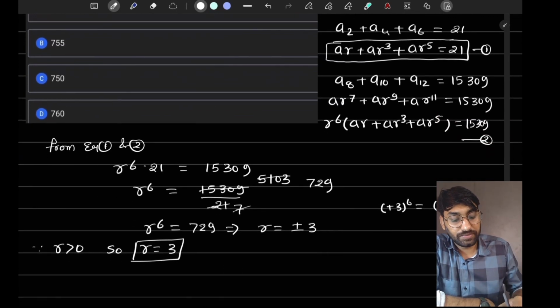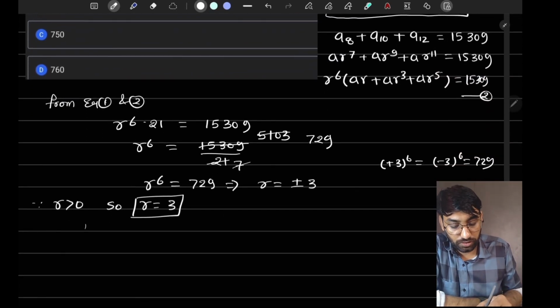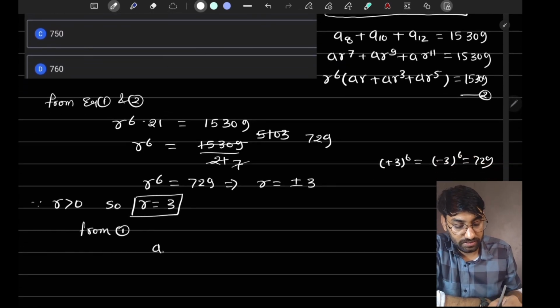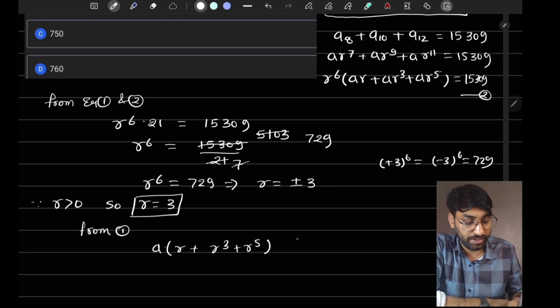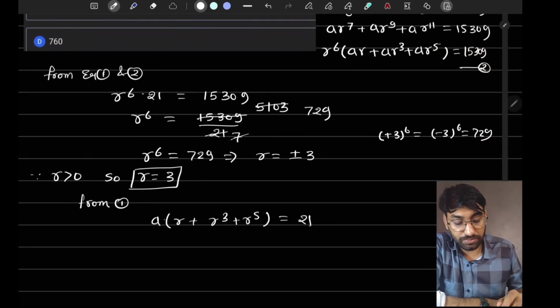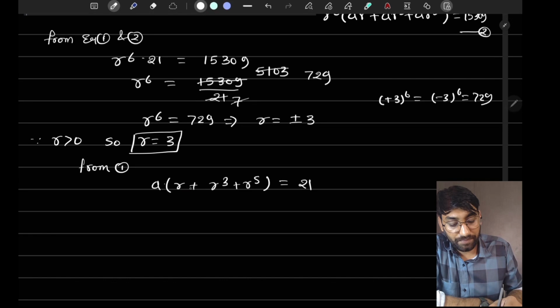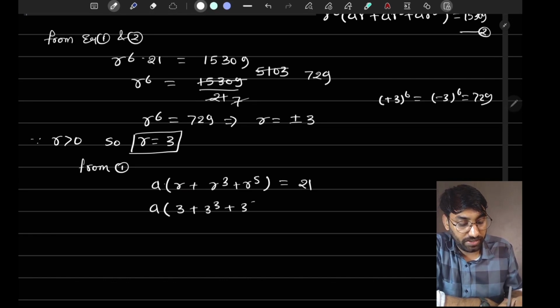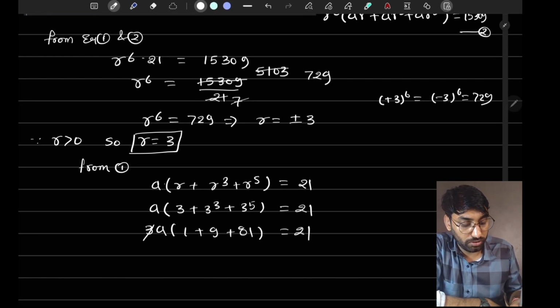Let's substitute. From equation 1, what do I have? I have AR plus AR cube plus AR power 5, so I will take A common. R plus R cube plus R power 5, that value is nothing but 21. So let's substitute the value of 3. I will get A times 3 plus 3 cube plus 3 power 5 equal to 21. Take 3 out. So 3A times 1 plus 3 square, which is 9, and 3 power 4, which is 81, equal to 21. Okay. So this will go 7 times.